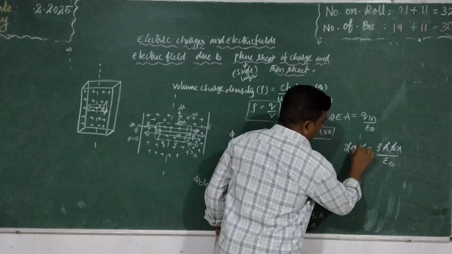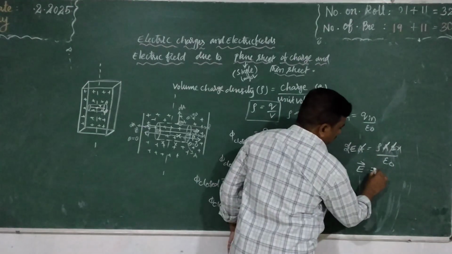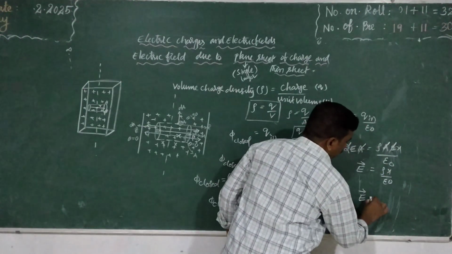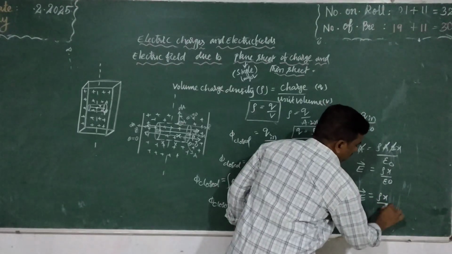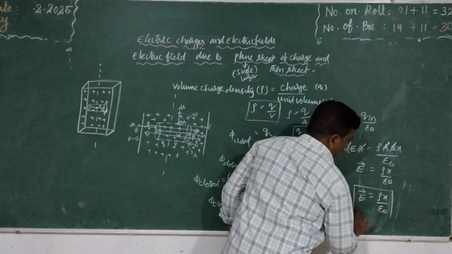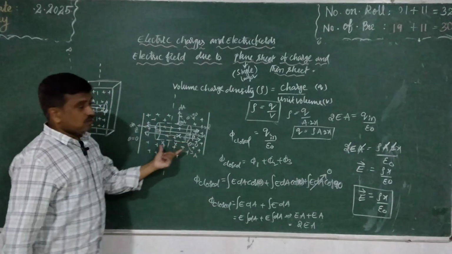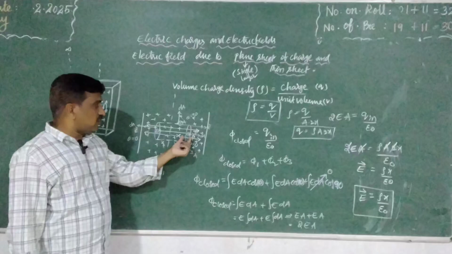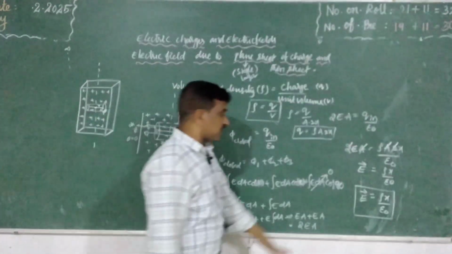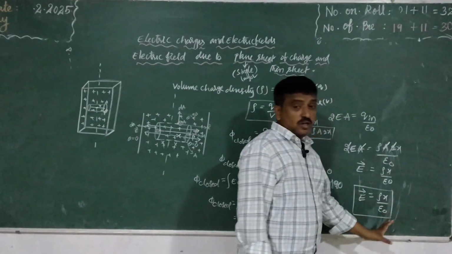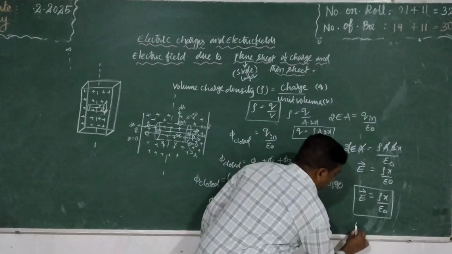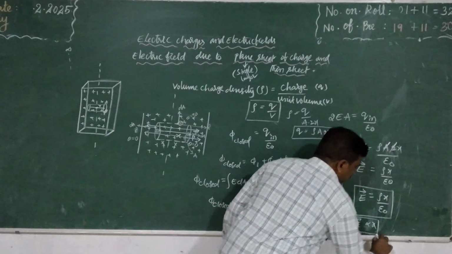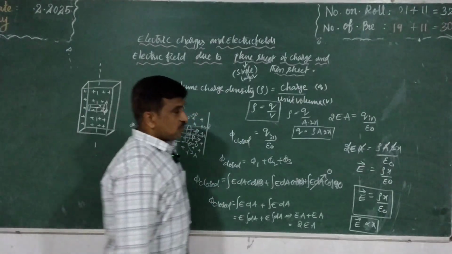The electric field is rho x by epsilon naught. This is the electric field due to the thin sheet, inside the thin sheet at x distance from the axis at point P. So E equals rho x by epsilon naught. Here the electric field is directly proportional to x.